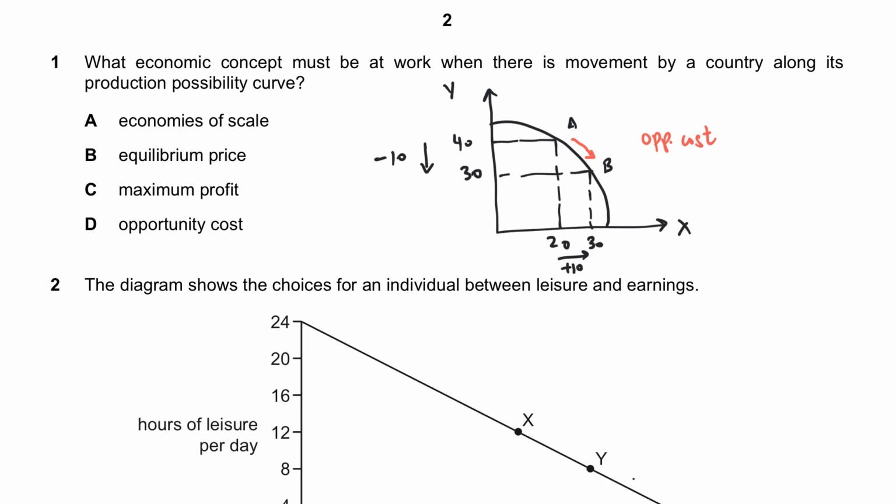And the reason is simply because the resources are already fully and efficiently employed. Anytime you want to make more of one good, the only way you can do that is by taking resources from the production of some other good. Hence, D would be the right answer, which suggests that a movement along the PPC will result in opportunity cost, in terms of more of X will lead to less of Y.